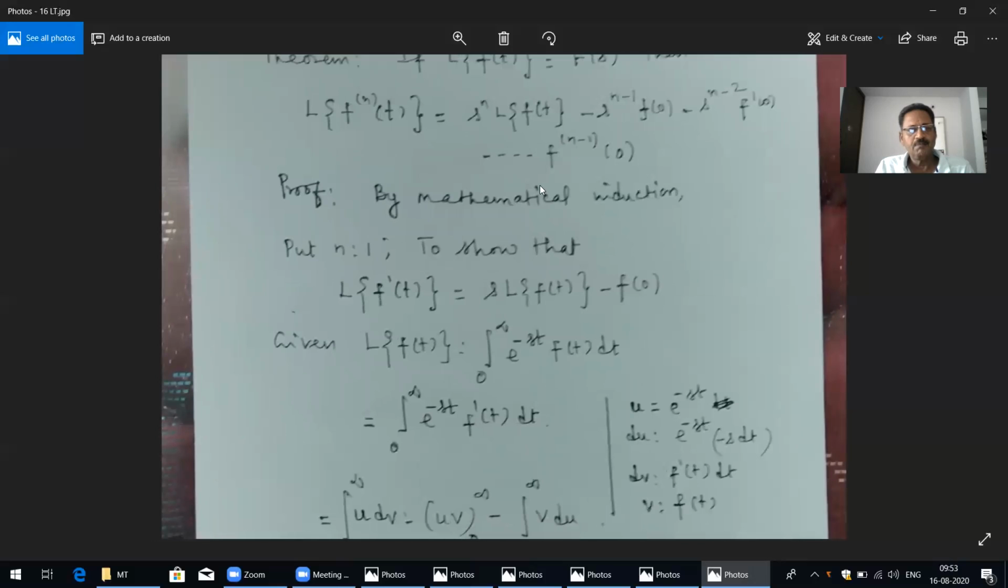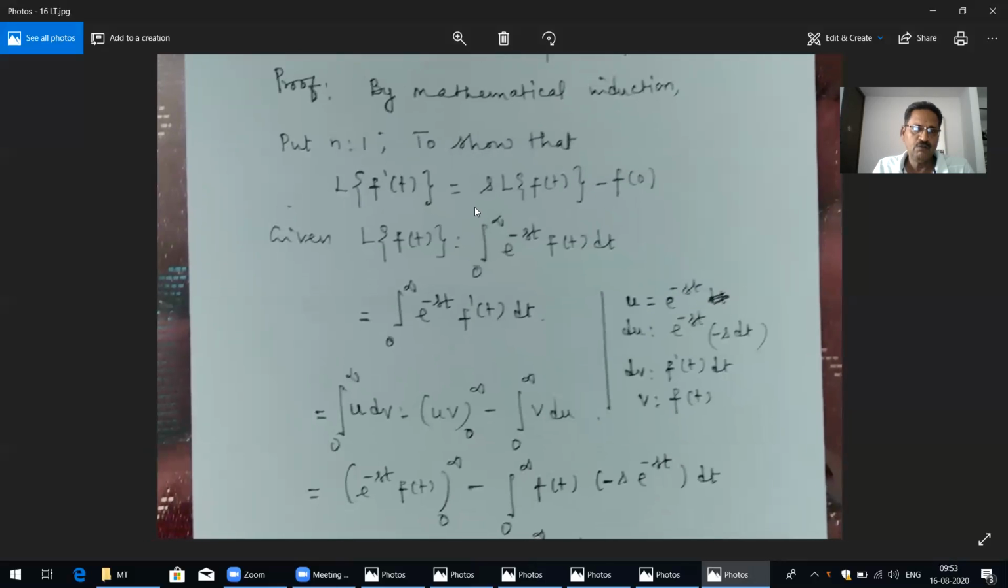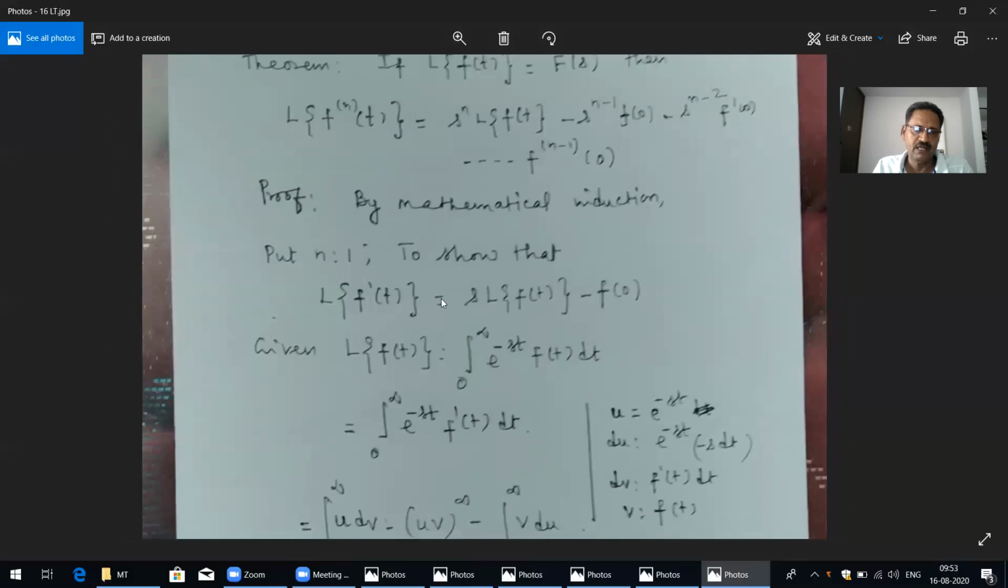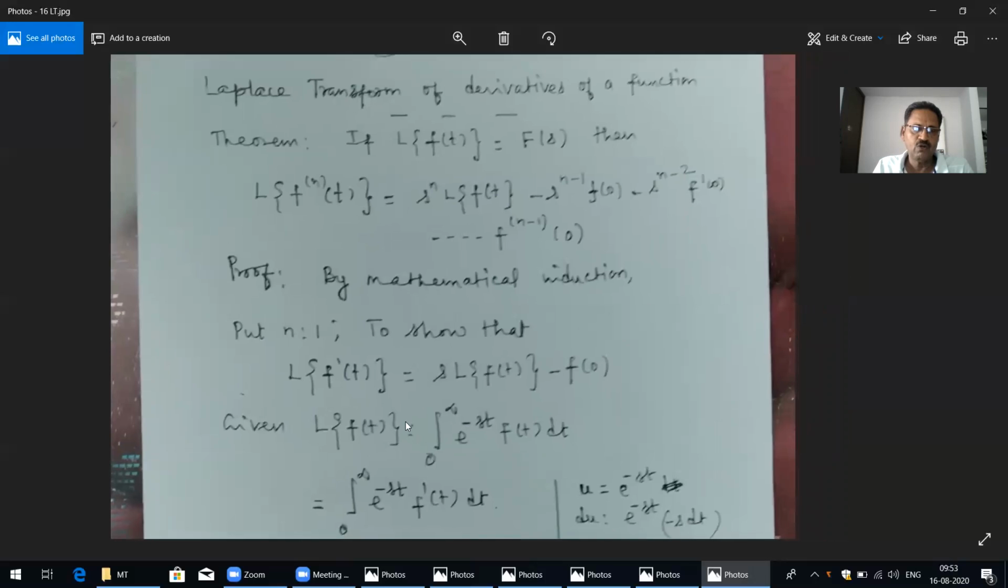So this concept is proved by using the mathematical induction concept. Mathematical induction means that you put n equal to 1, 2, 3 like that, and then you find the general term. So now, in the case, you put n equal to 1 in the formula here. What is the formula here? Put n equal to 1 here.